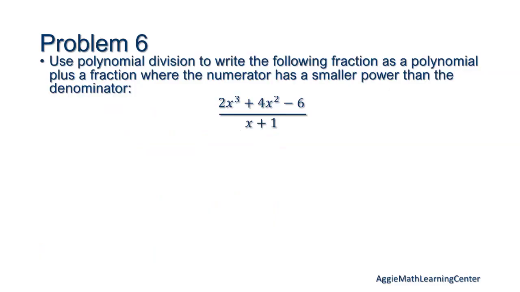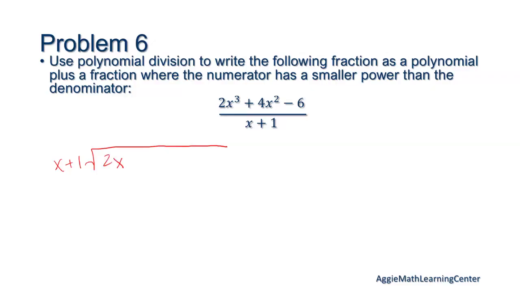Who feels good about setting this one up? You want to tell me how to do it? Set it up like long division, so x plus 1, and then that weird thing, and leave the rest of that. And then the top one in there, and then everything in the numerator goes inside there.